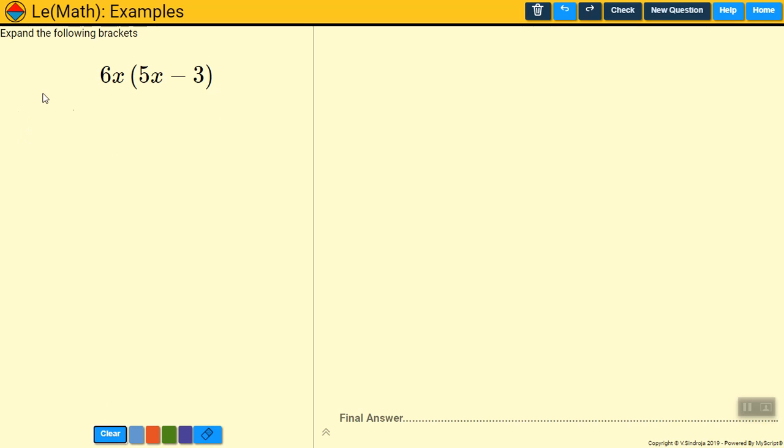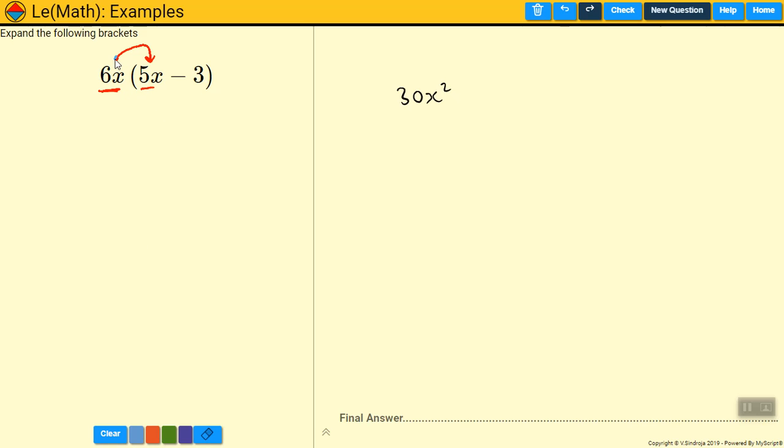But remember BIDMAS or BODMAS or whatever you were taught in primary school, brackets mean brackets first, but what we're going to do is remove the bracket from this expression. So we're going to take each one of these things inside the bracket and multiply it by this term on the outside. Here, for example, this term is going to multiply this term first. So what's 6x times 5x? Well, that's 30x squared. So that is the first term.